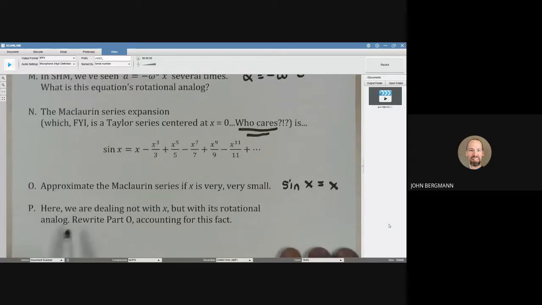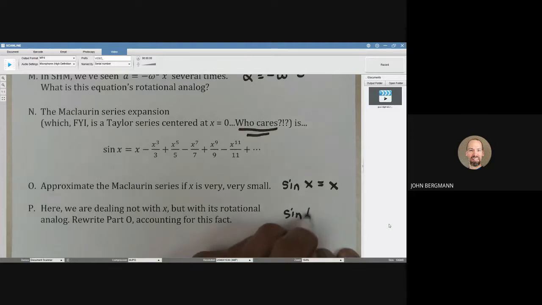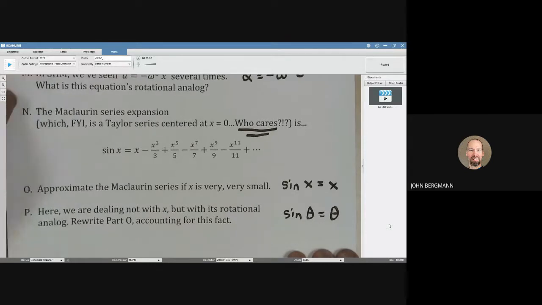Letter P. Here, we're not dealing with x, but with its rotational analog. Rewrite part O, accounting for this fact. Okay, so instead of sine x equals x, we're going to write sine of theta is equal to theta. That's going to come into play here in a little bit.